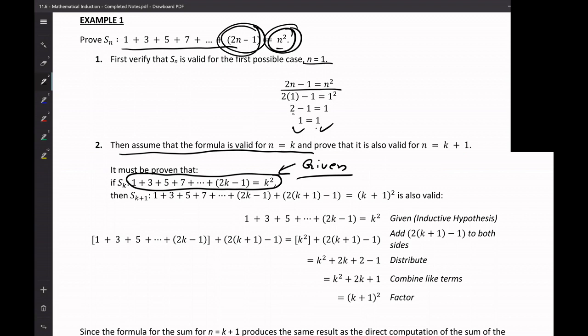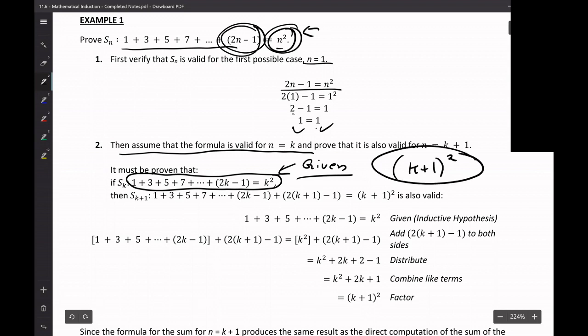Then what we do is we use this expression to show that the k plus 1 term is true. So what we're trying to do is, if you plug k plus 1 into this thing up here, you get k plus 1 squared for n. We're trying to show that n equals k plus 1 is a true approximation of this.